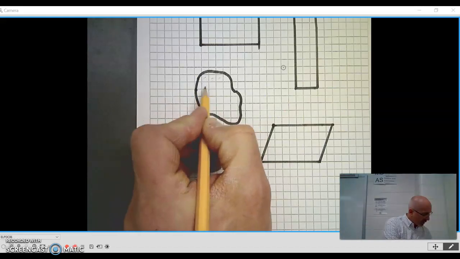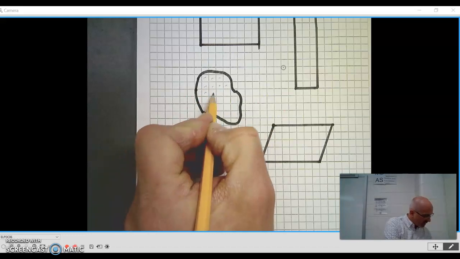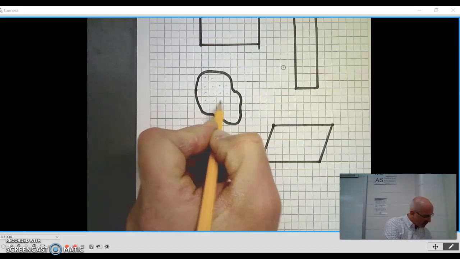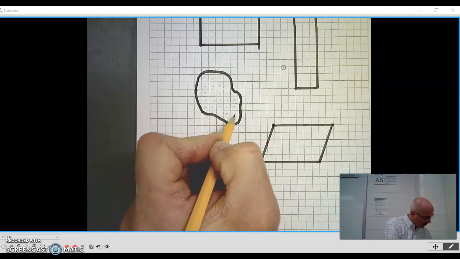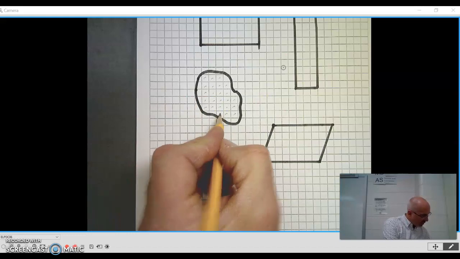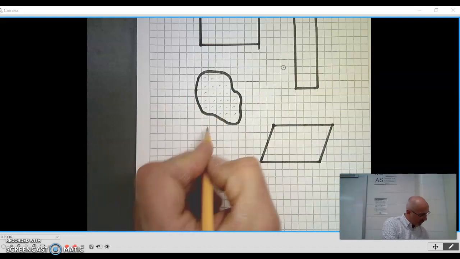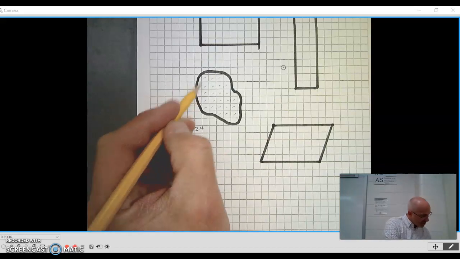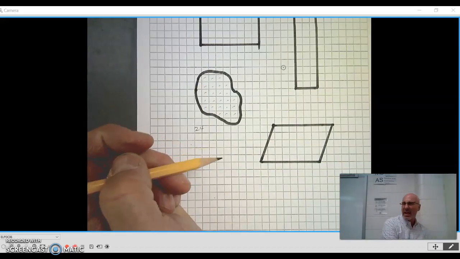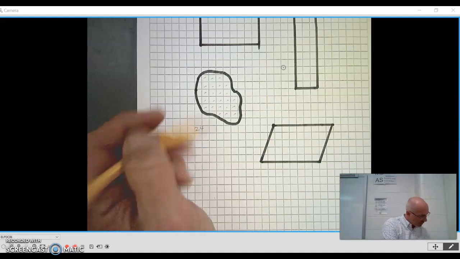1, 2, 3, 4, 5, 6, 7, 8, 9, 10, 11, 12, 13, 14, 15, 16, 17, 18, 19, 20, 21, 22, 23. So there's 23, we'll just say 24 full squares. And then we have to count some of the partial squares and see how many of them sort of add up to a full square.